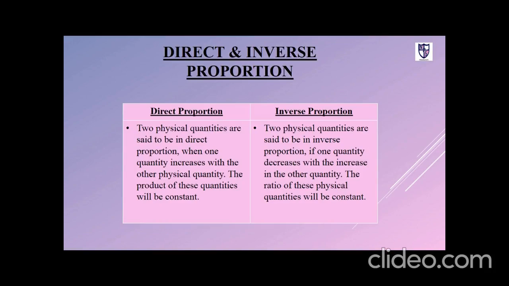It means that they both increase at the same time, whereas two physical quantities are said to be in inverse proportion if one quantity decreases with the increase in the other quantity. The ratio of these physical quantities will be constant. For example, if we increase the speed of a vehicle, the time that it takes to cover some distance goes down. It is inverse proportion because the speed is increasing but the time is decreasing. Let us see some examples of direct and inverse proportion.